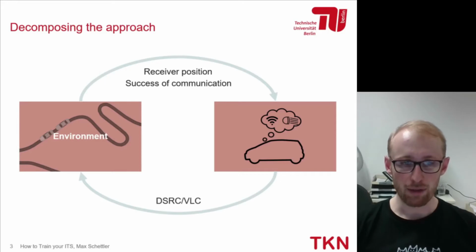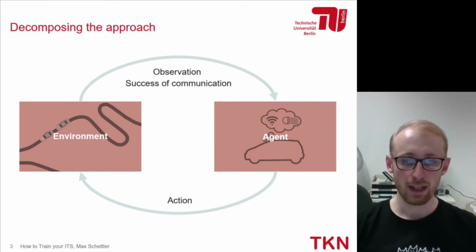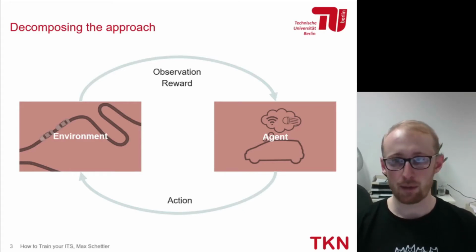The left scenario is our environment in this case. The solution attempt is the agent. The receiver position is the observation that the agent knows about. It can influence the environment via the action that it chooses. And afterwards, it is notified about a reward, whether the action that was taken was desirable or not desirable.